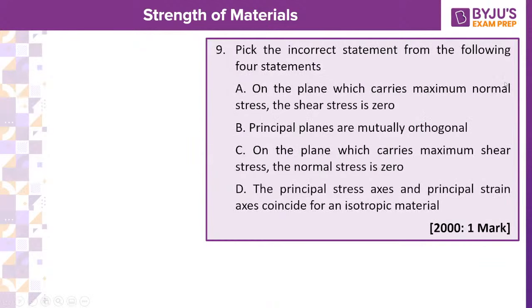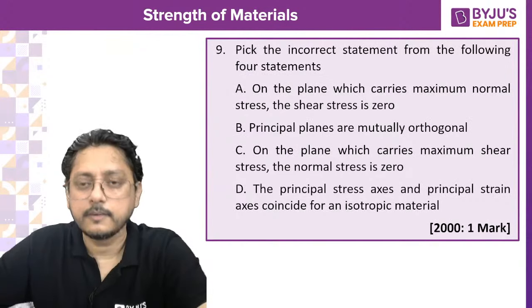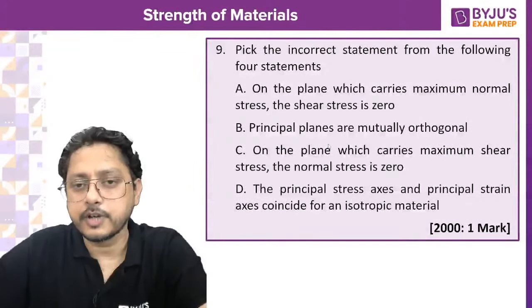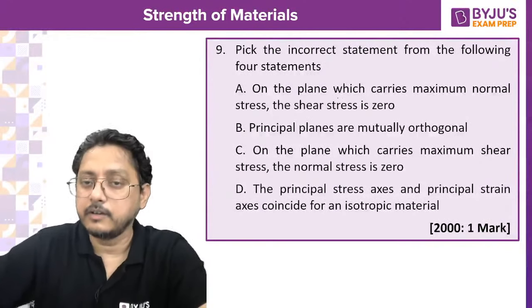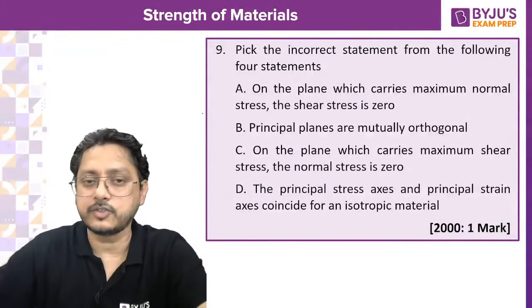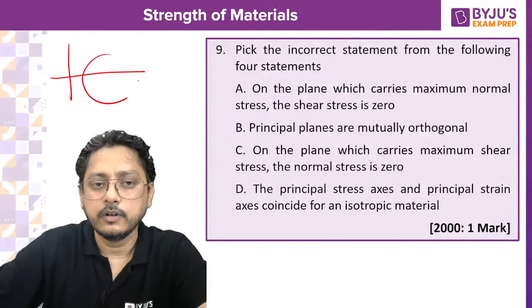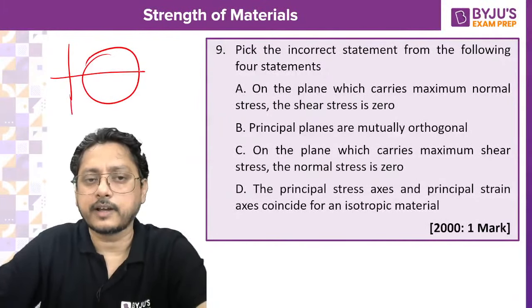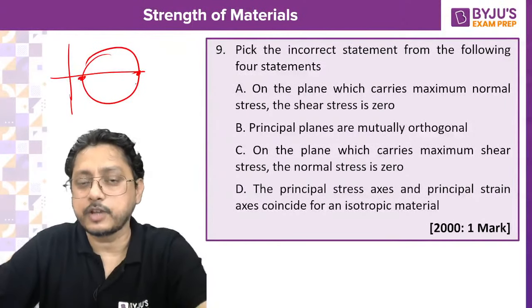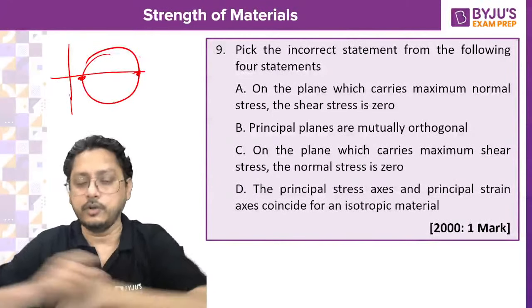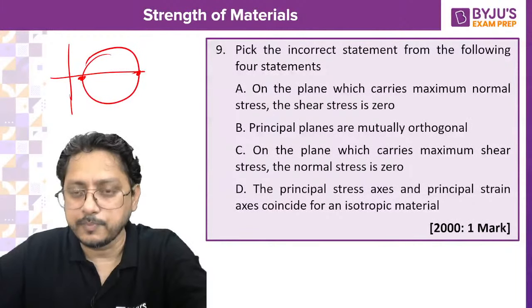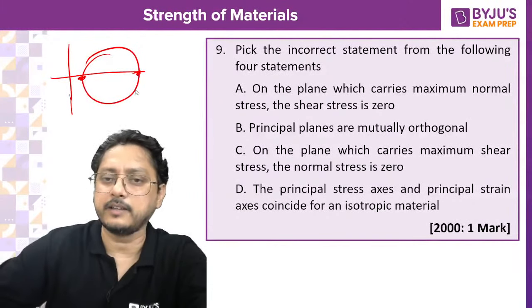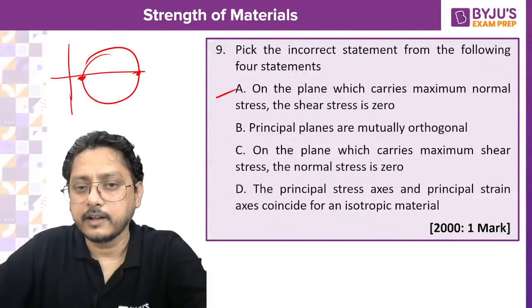Now pick the incorrect statement from the following four statements. On the plane which carries maximum normal stress, the shear stress is 0. That is quite okay, no? Correct, because when you draw the Mohr circle, you get the principal plane on the basis of shear stress being 0. If the shear stress is 0, we call that plane a principal plane, and the principal stresses there are the maximum and minimum.